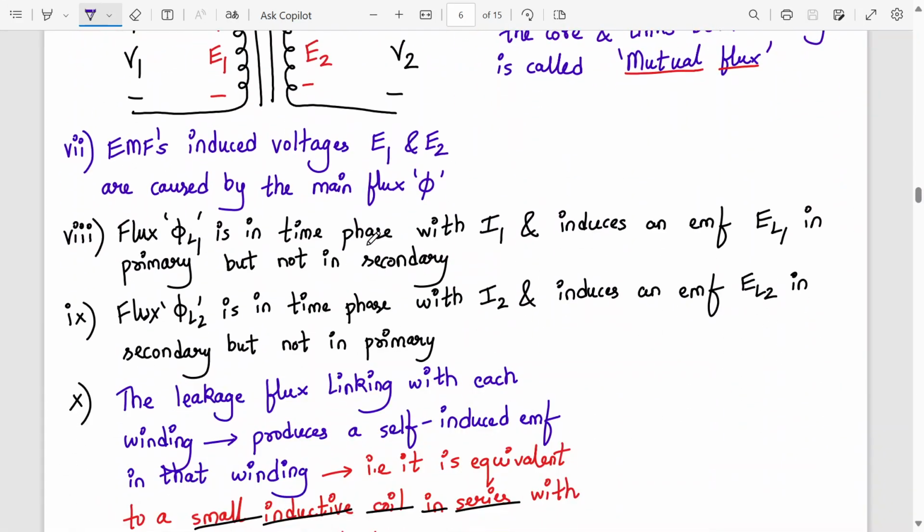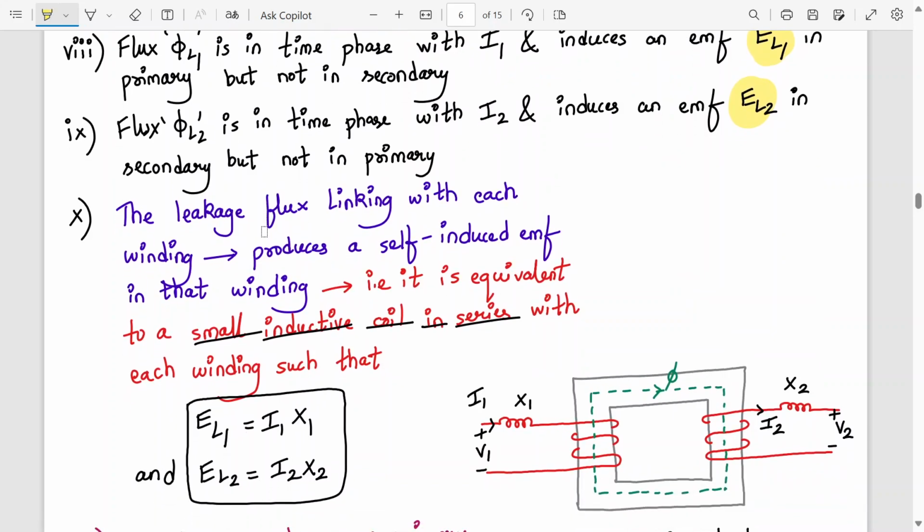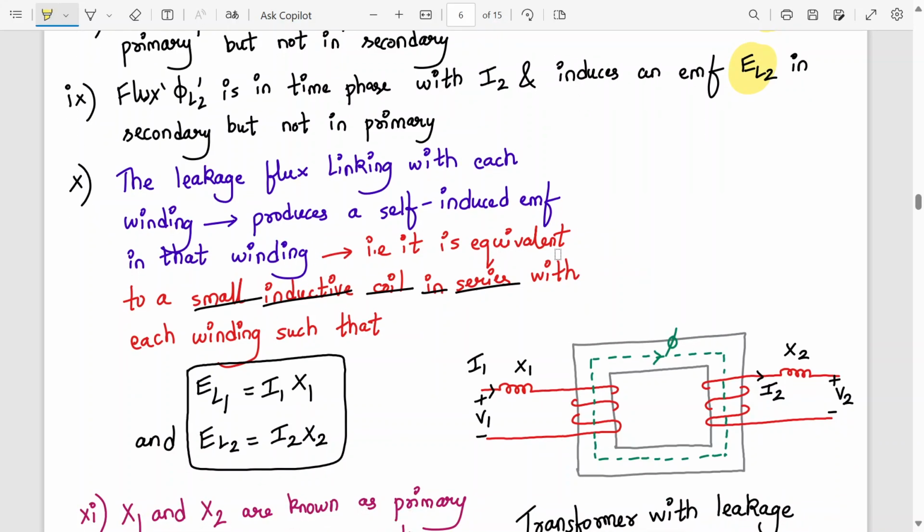So you have the fluxes and EMFs EL1 and EL2 associated. Because of this leakage flux at the primary and the secondary, you have EMF EL1 produced in the primary and EL2 produced in the secondary. So the leakage flux linking with each winding produces a self-induced EMF in that winding. So this is equivalent to a small inductive coil in series with each winding.